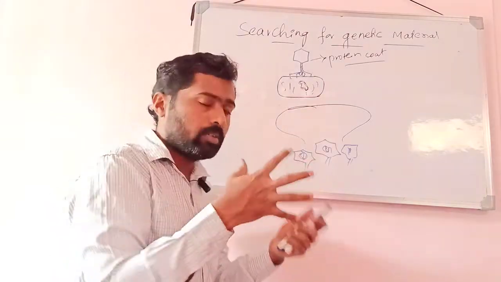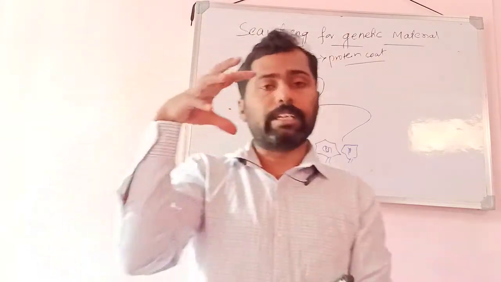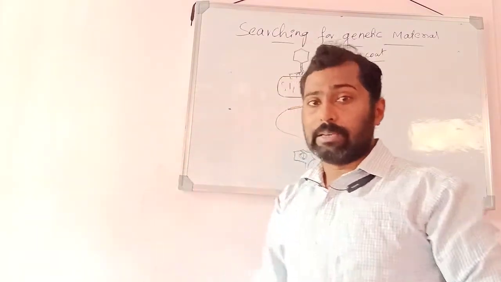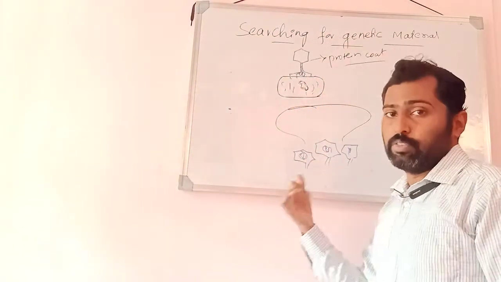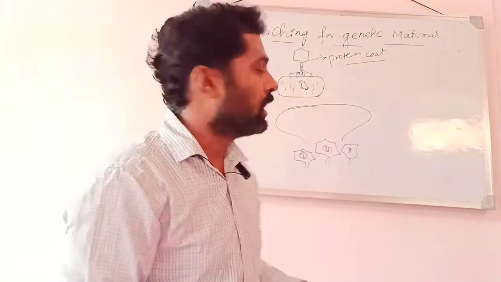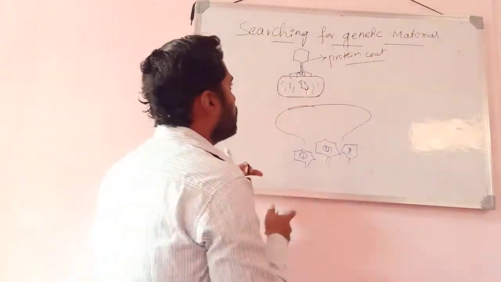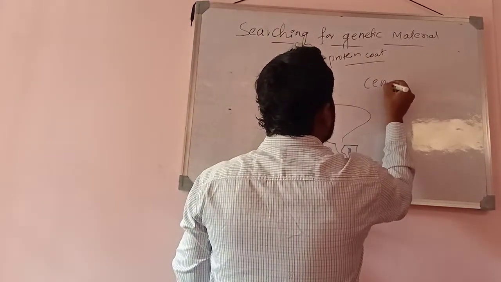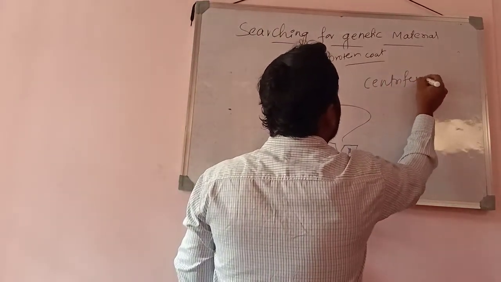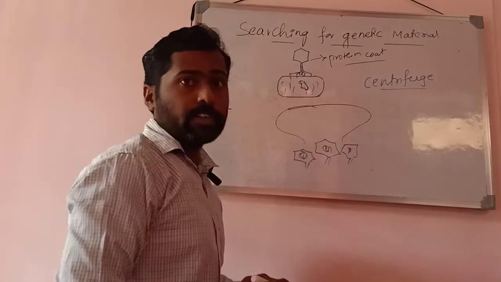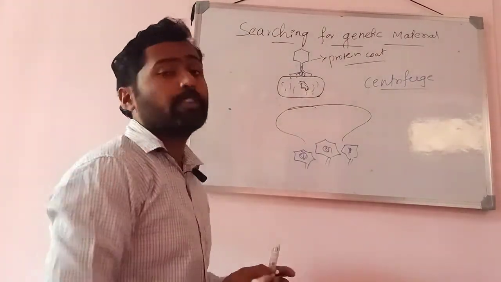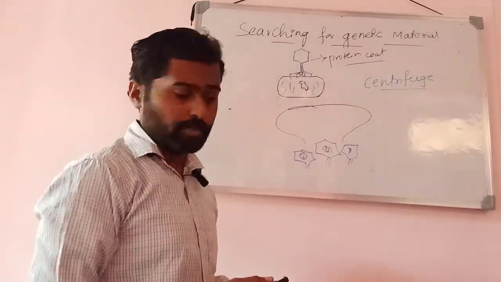Later on they allowed the bacteriophage DNA that entered inside the bacterial cell to multiply, and it produced new bacteriophages after some time. New bacteriophage formation happened. Later, they centrifuged the mixture. What do they do with the mixture? They centrifuge it.